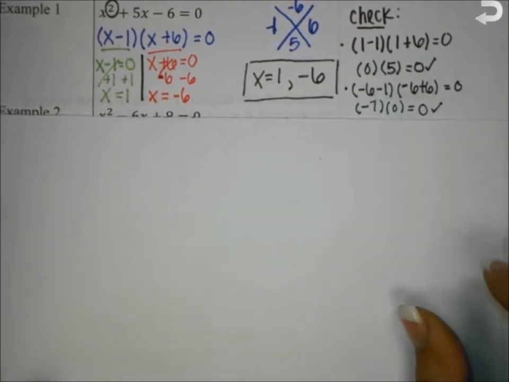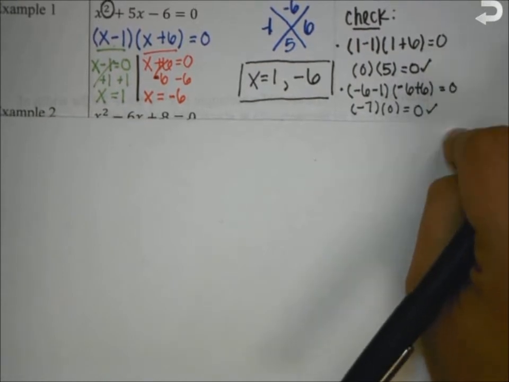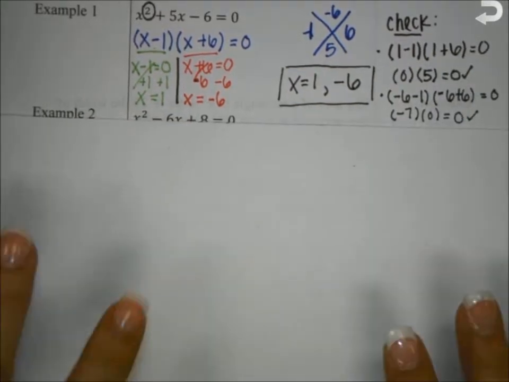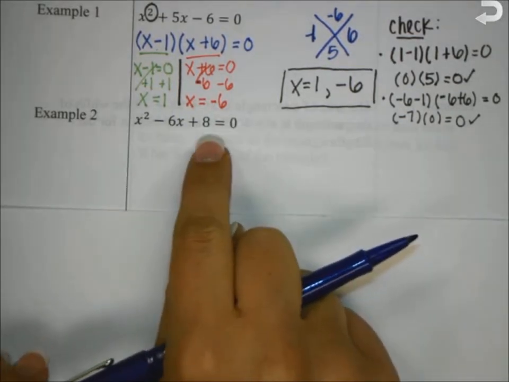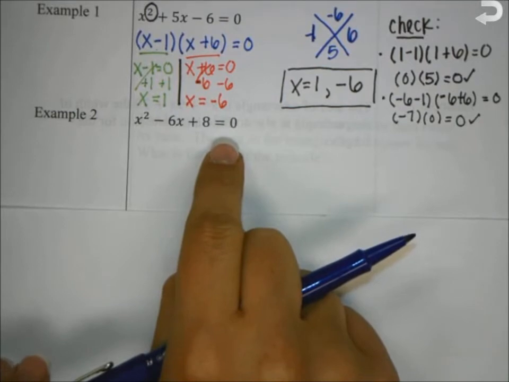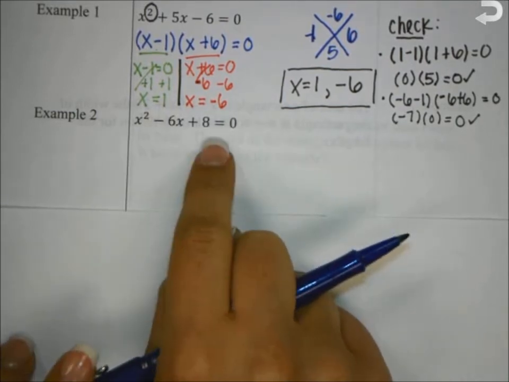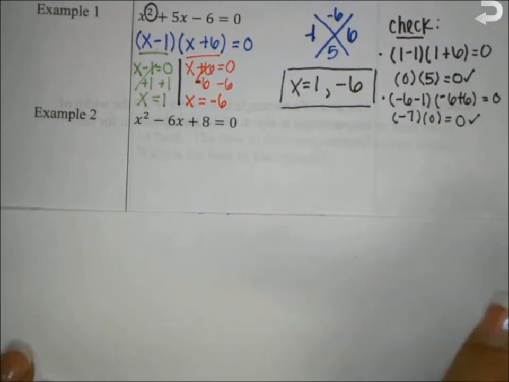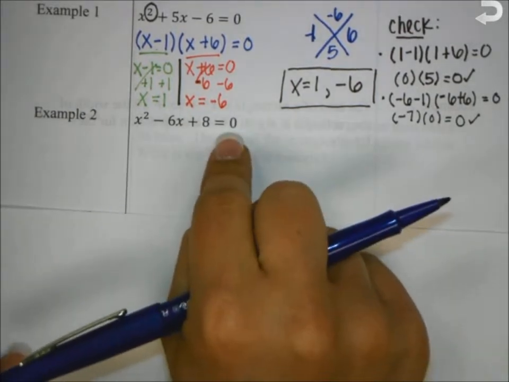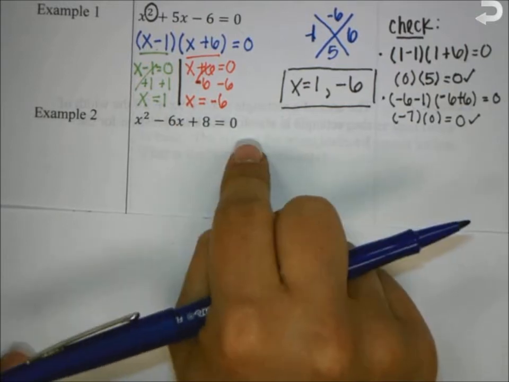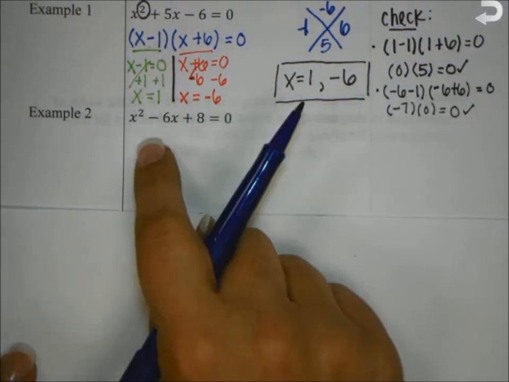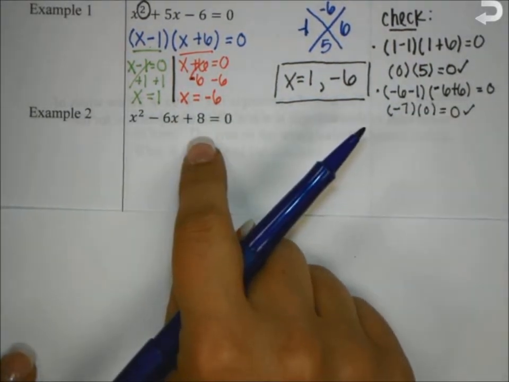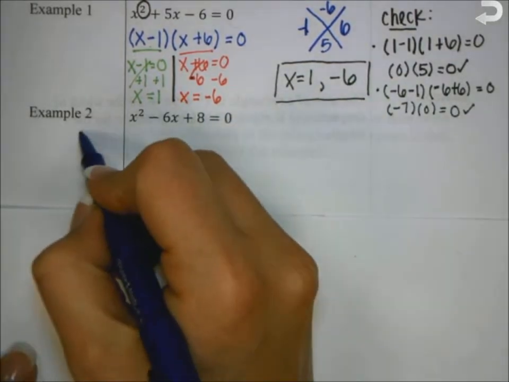Let's try another one. Example 2. X squared minus 6x plus 8 equals 0. Okay, the first step here is I need to set the whole thing equal to 0. So I need to look here. Is this guy equal to 0? Yeah. So we have the whole equation equal to 0. So then we can go to step 2, which is to factor. What method am I going to use to factor this? Diamond. So let's draw our diamond. I'm going to do it off to the side this time. And I'm looking for two numbers that multiply to 8 and add up to -6.